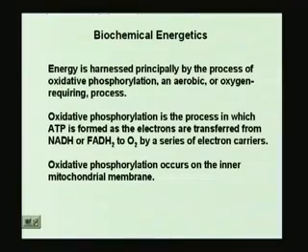Okay? And basically what we have in an aerobic process, or an oxygen requiring process, is that this energy is harnessed by oxidative phosphorylation. What happens in oxidative phosphorylation is the formation of ATP. Ultimately there is going to be an electron transfer system that is comprised of a number of systems. They are termed as different complexes. We have complex 1, complex 2, complex 3 and complex 4.